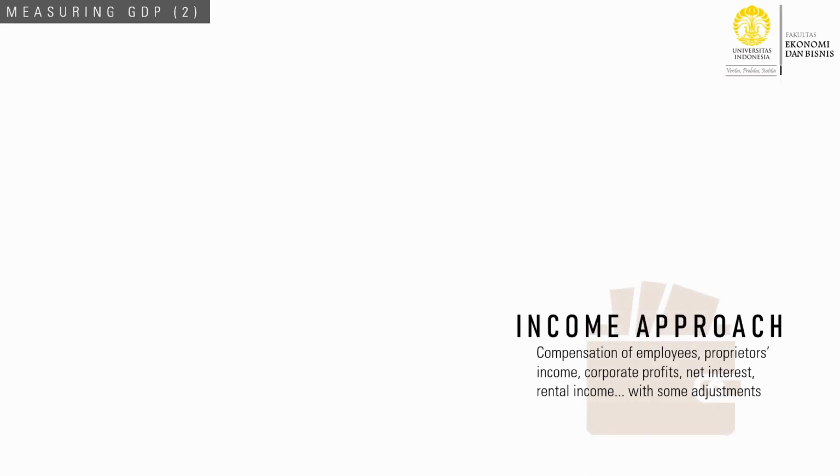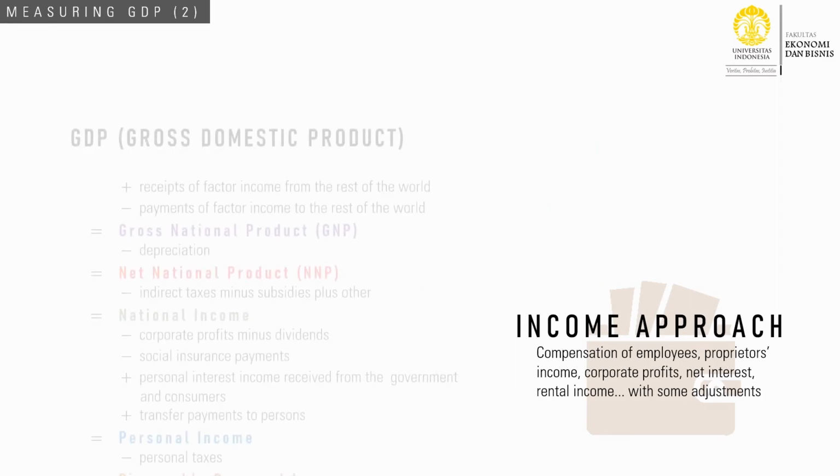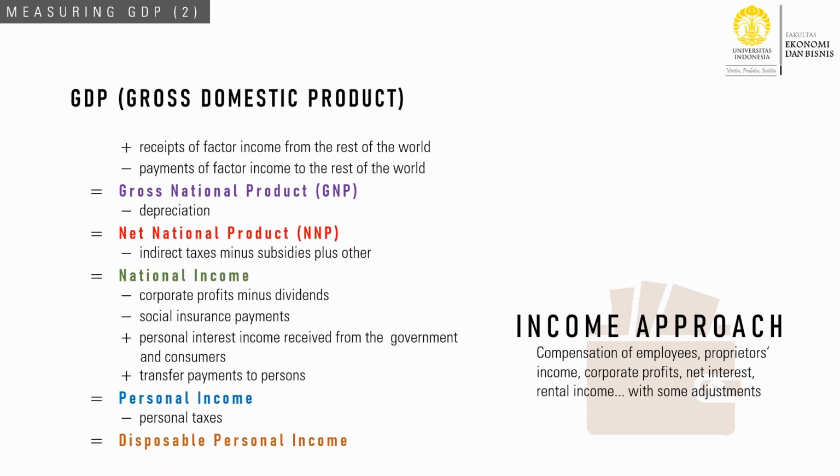The second approach to calculate GDP is the income approach. Again, using the circular flow logic, we can use this approach since in an economy, expenditures equal income. Look at this. Here is GDP when we break it down until we get disposable personal income. To obtain the GDP, we just need to reverse the process and the sign.